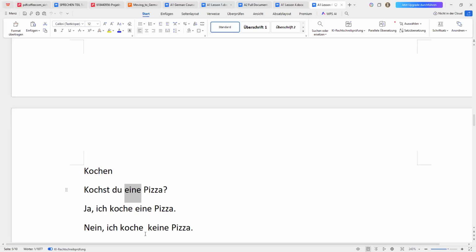So when you have a question that has the indefinite article eine, don't use nicht in the negating form. When you're declining with nein, don't use nicht anywhere. Use kein, which will come in front of the noun. When you don't have an article, like now if I said that eine was not there, kochst du Pizza? Ja, ich koche Pizza, or nein, ich koche keine Pizza. There we still also don't use nicht.